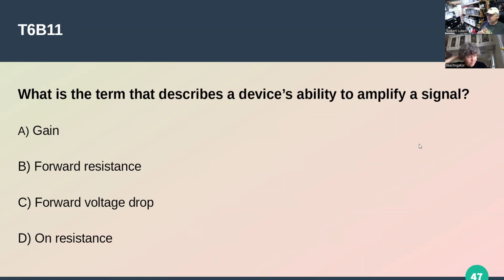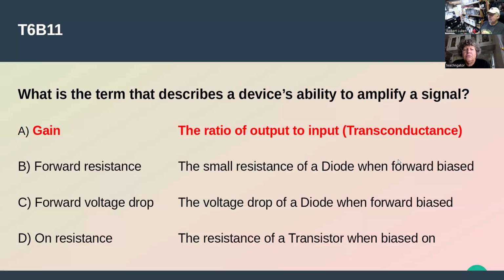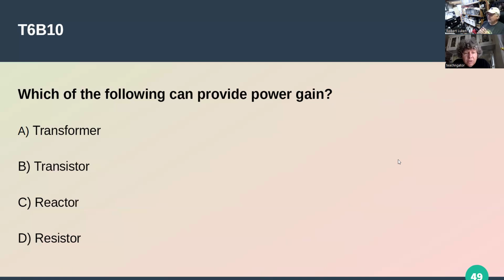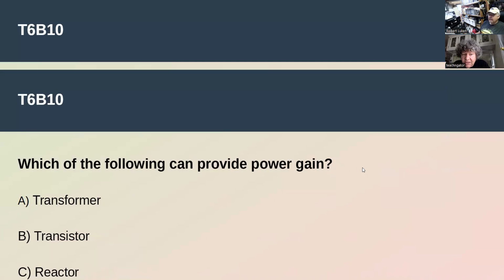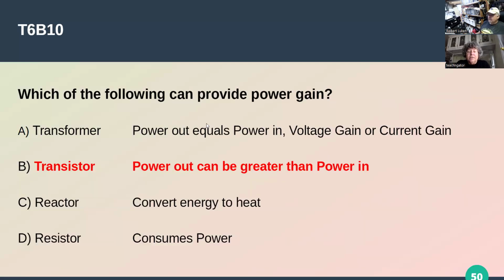Okay. What is the term that describes a device's ability to amplify a signal? Alpha, gain. Which of the following can provide power gain? Bravo. Right. Transformers can provide voltage or current gain, but there's no power gain. Power going into a transformer is equal or less coming out.